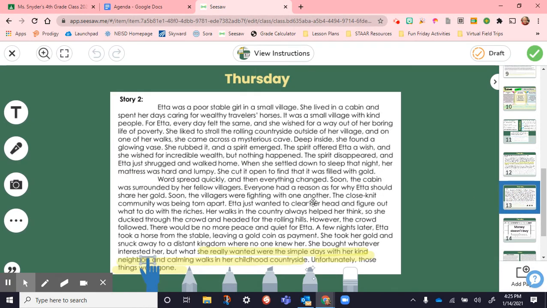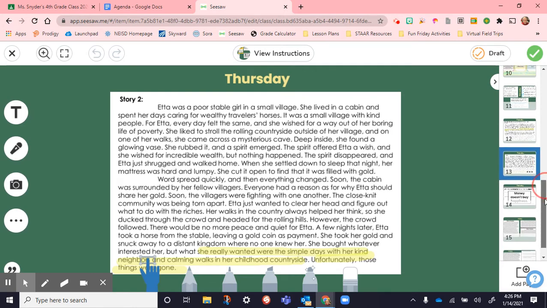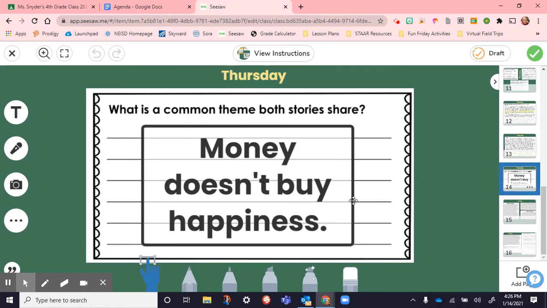Then the same thing here, Etta thought that that's what she wanted, but she soon found out. Our evidence was here. What she really wanted were the simple days with her kind neighbors, calming walks in her childhood countryside. But unfortunately, those things were no more. So here, that was our common theme that we came up with for these two stories, what they had in common. All right, so that was that.